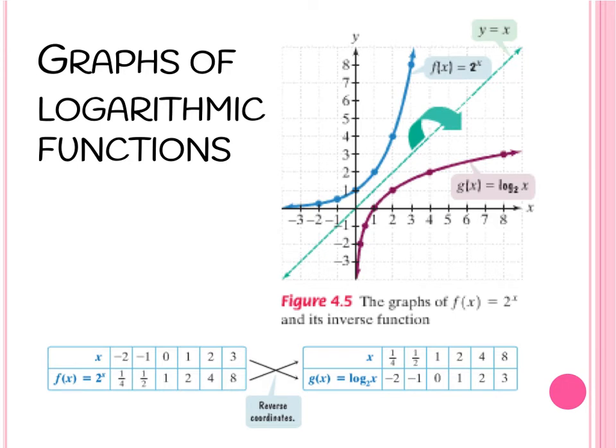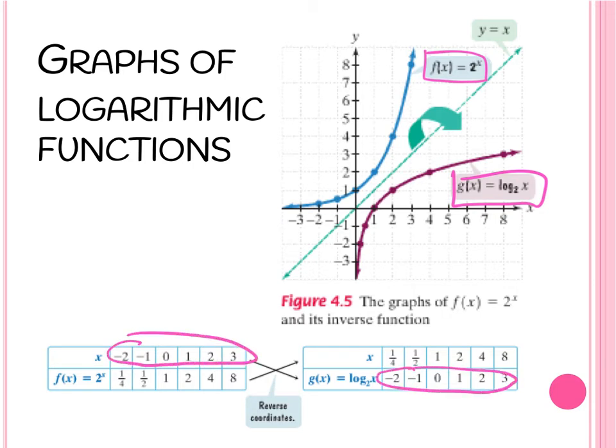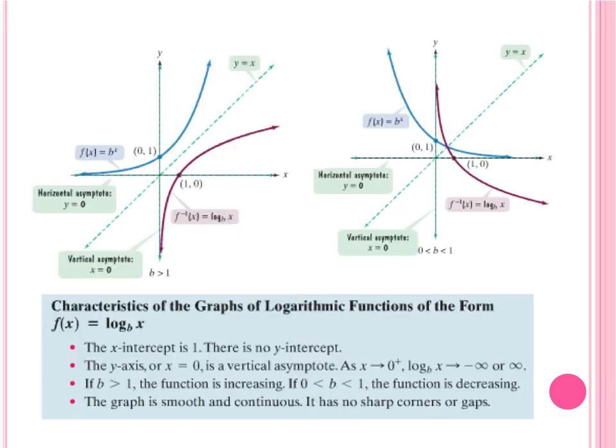Next, we have graphs of logarithmic functions. So a graph of a logarithmic function is actually the inverse graph of our exponential function. So the inverse, we just switch the x's and y's. So if you notice this box down here, all of our x terms become all of our y terms. All of our y terms become our x terms. So that's just the inverse.